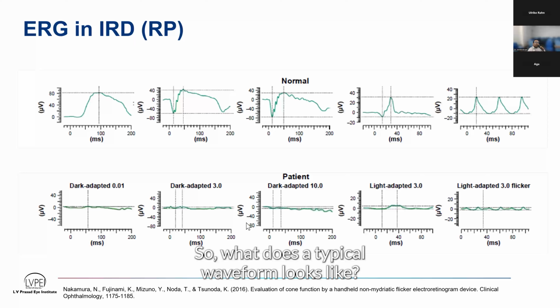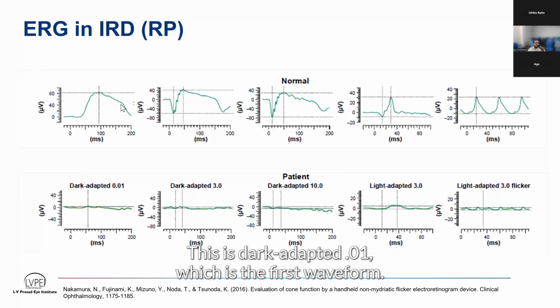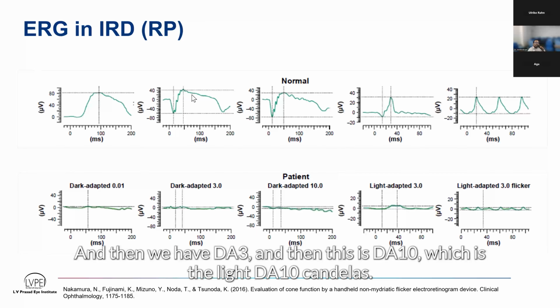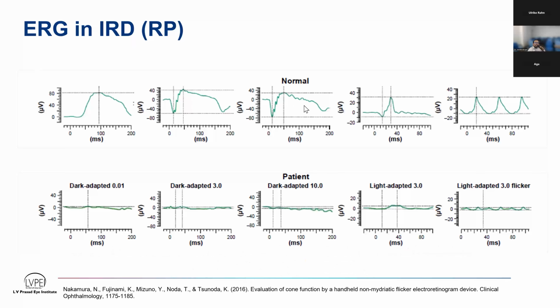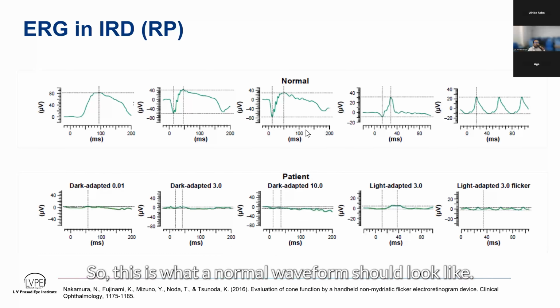So what does the typical waveform look like? On the top row, we have a normal subject showing the different waveforms. This is dark adapted 0.01, which is the first waveform. And then we have DA3, and then this is DA10, which is the light DA at 10 candelas. And then we have LA3, and then this is LA flicker. So this is how a normal waveform should look.